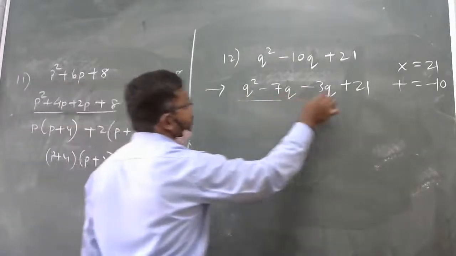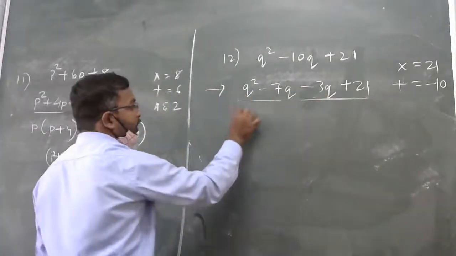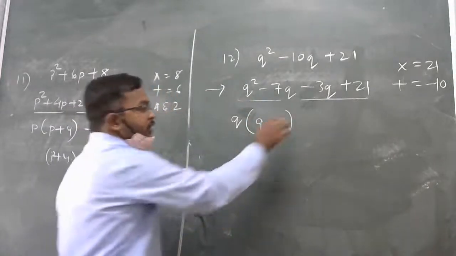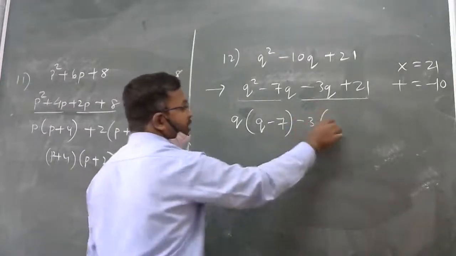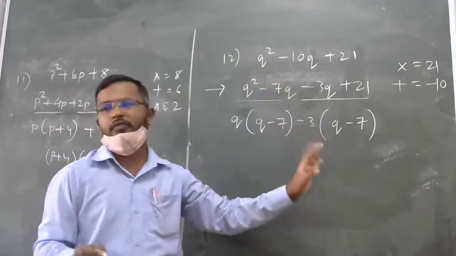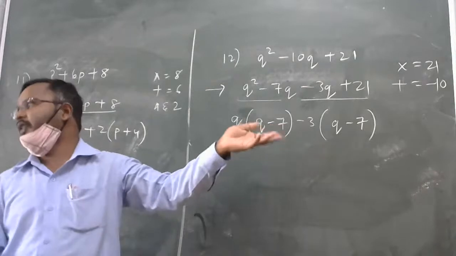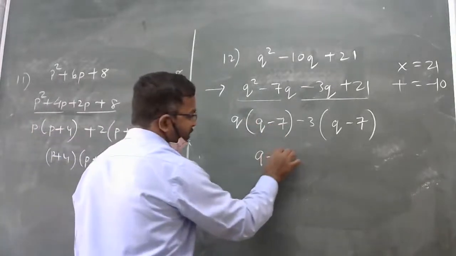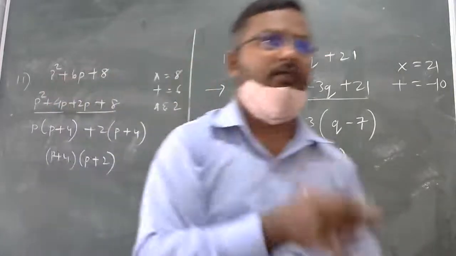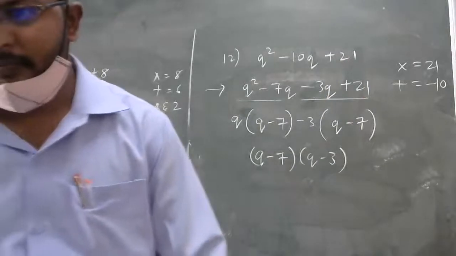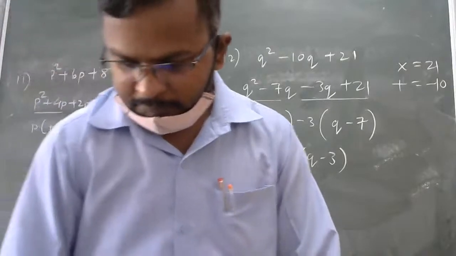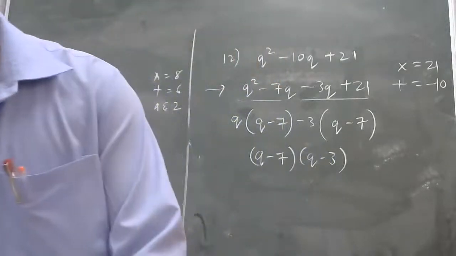So now you make these two as one group and these two as another group. From q square and minus 7q, q is common, q minus 7 is left. And from minus 3q and plus 21, minus 3 is common, q minus 7 is left. So once you get the numbers, anyhow your answer should be q minus 3 and q minus 7. So q minus 7 into q minus 3. Whatever order the numbers come in, the same answer will be there. Division.